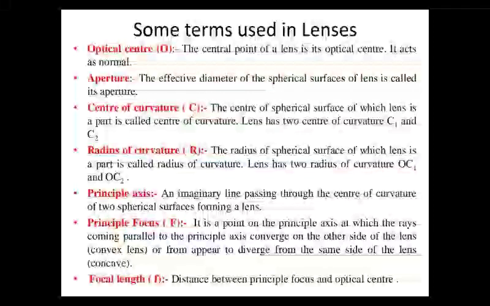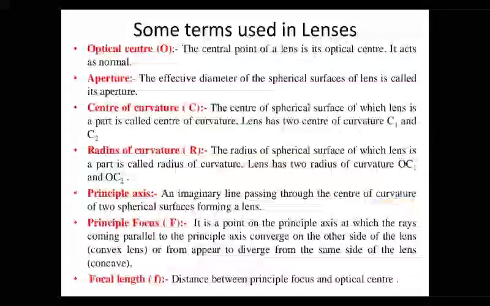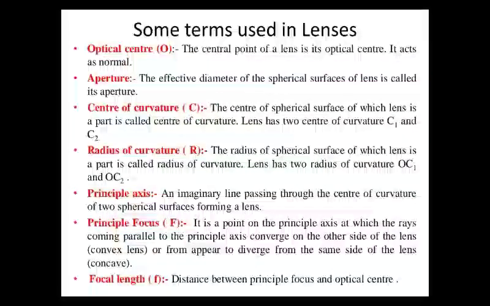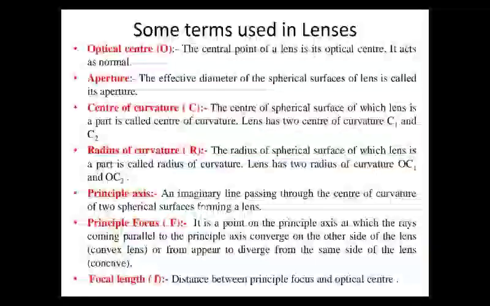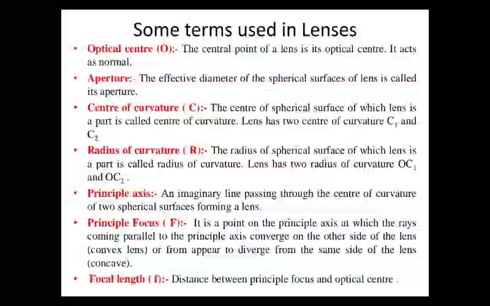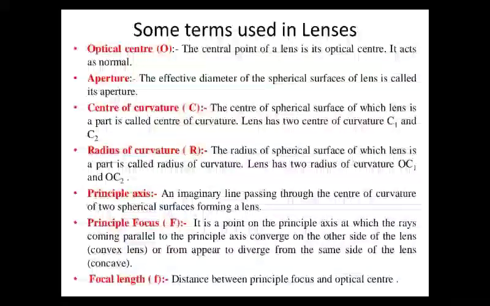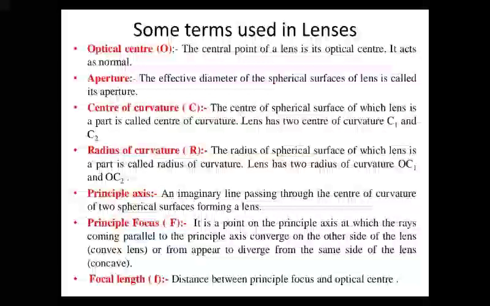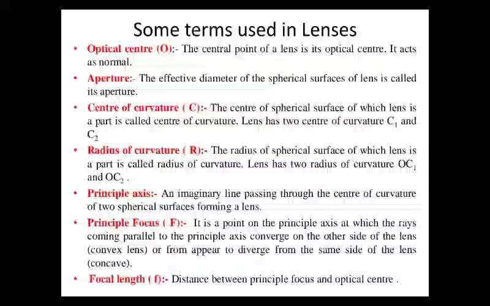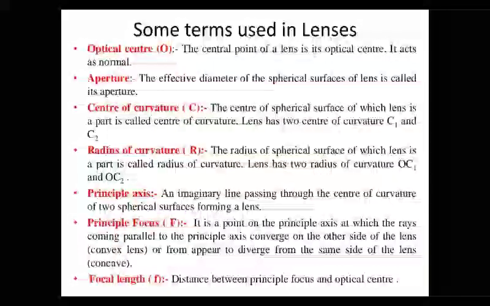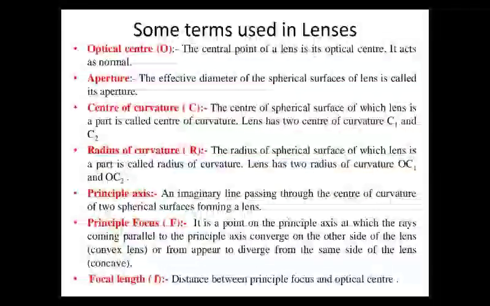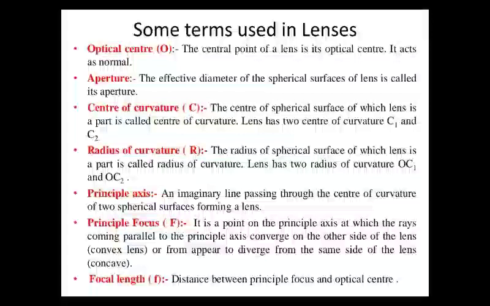Now, principal axis. The imaginary line passing through the centers of curvature of the two spherical surfaces forming a lens is known as the principal axis. Actually it is an imaginary line. We are imagining that this is the direction passing through the centers of curvature and the optical center of the lens.